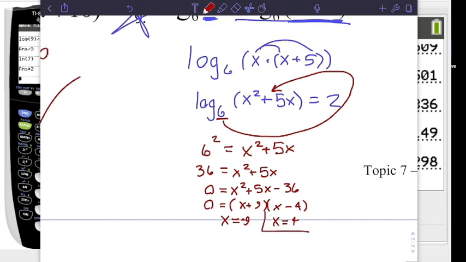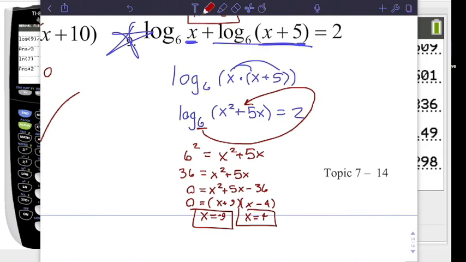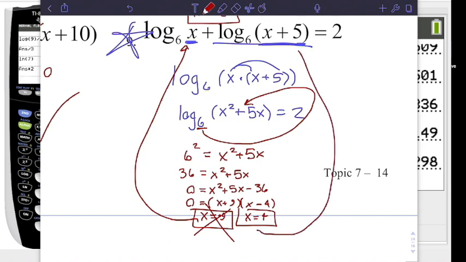Now, typically when you get two answers, sometimes one of them doesn't work out. So we're going to quickly double check when we plug back into the very original log equation. So if I plug in negative 9, I can see right there I'm plugging a negative in for a log. 9 will not work. Now I just need to double check and make sure 4 gives me positive logs. So you'd have log base 6 of 4 plus 5, that'd be 9. We can do log of 9. And then if I plugged in 4 to the other one, we can do log of 4.